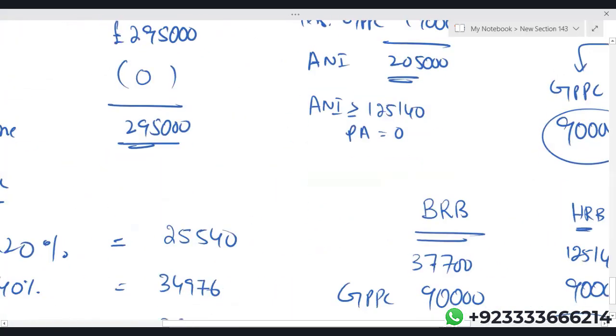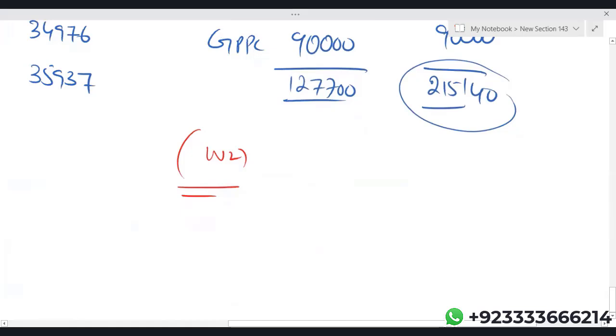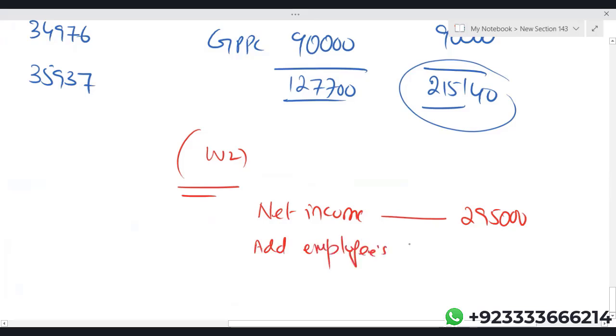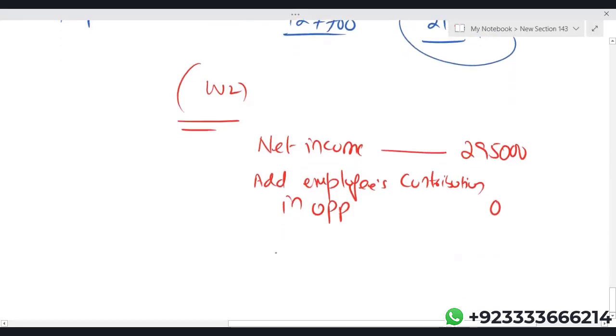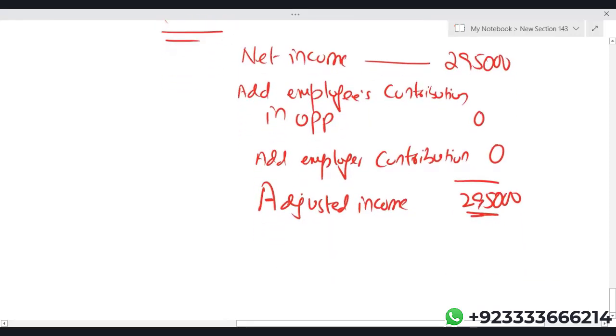Now, let me show you working. Let's say working 2. The net income of this individual is 2,95,000. Students, please listen carefully. Add employees' contribution in occupational pension plan. It is 0. There's no such thing. Add employer's contribution in any plan. There's nothing. It means net income is your adjusted income, am I right? Net income is your adjusted income, which is 2,95,000. This 295 is more than 2,40,000. Since it is more than 240, what happens in the current tax year?